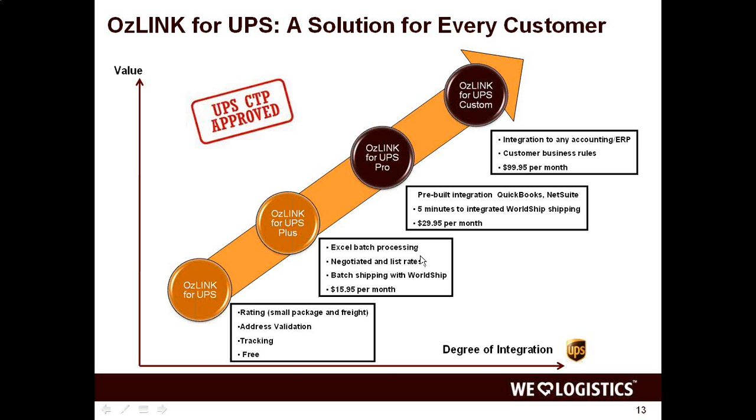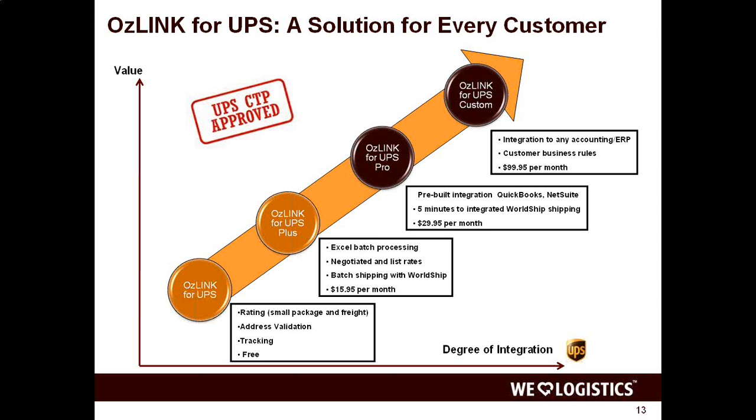So we're going to do a quick overview of the OzLINK solutions. OzLINK for UPS is really made up of four solutions. On the bottom is OzLINK for UPS, a front office rating tool. It's actually free, ideal for telesales and telemarketing teams that need to provide quotes over the phone to their customers. We have OzLINK for UPS Plus, a more advanced rating tool with some pretty innovative batch processes integrated with Excel for batch rating, batch tracking, those sorts of things. The focus of today's session is really how to leverage WorldShip. So the top two solutions are WorldShip integration solutions.